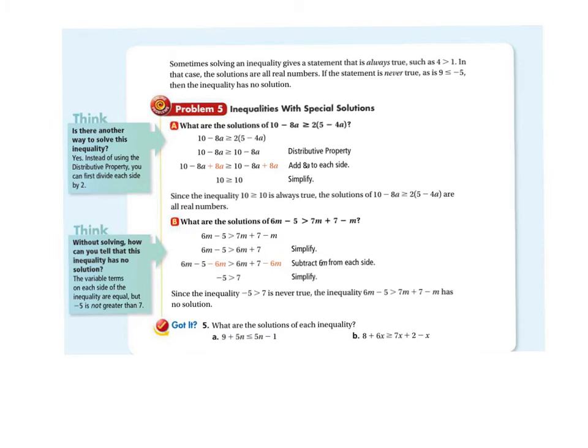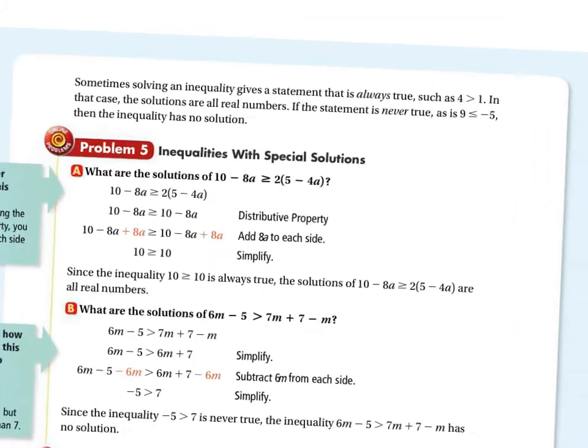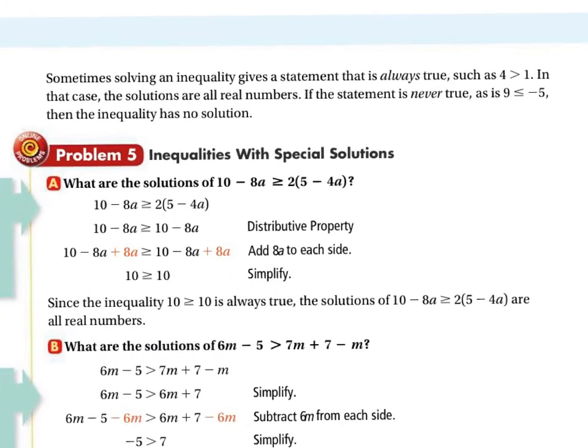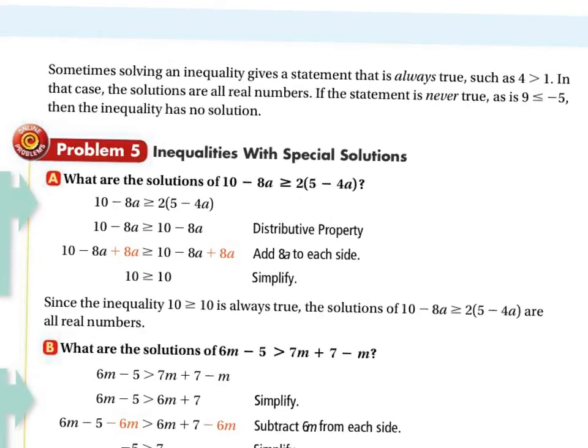Top of page 189, it talks about situations where the variables cancel out. So we have things that are always true, we have things that are never true. So if you get the variables to cancel and you get something that's always true, such as 4 is greater than 1, then the solutions are all real numbers. If you come up with something that's never true, like 9 is less than or equal to -5, that's not true, then it has no solution.